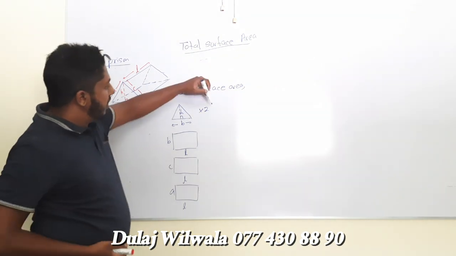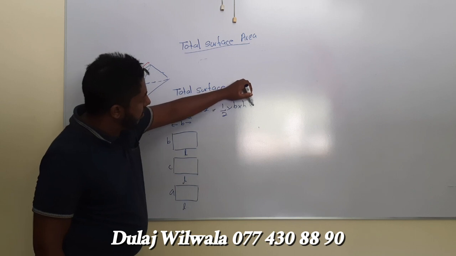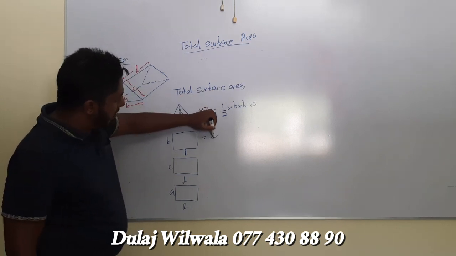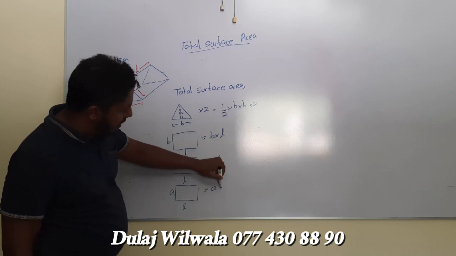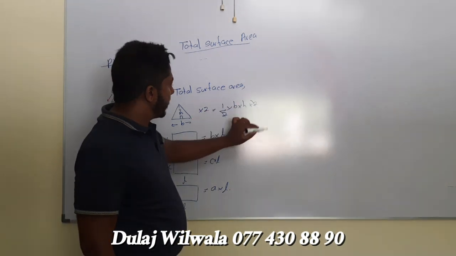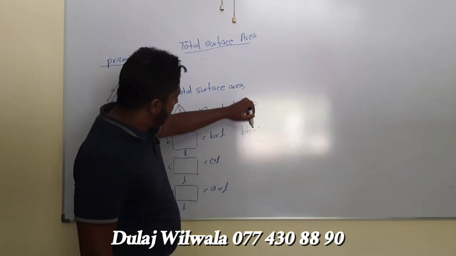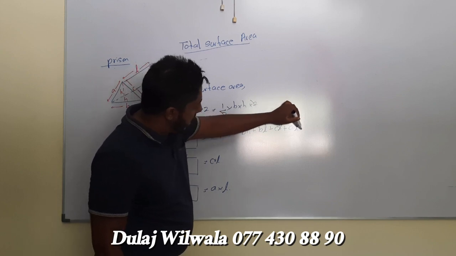So here, half into base into perpendicular height, two of those, here B into L, here C into L, here A into L. So the total surface area will be, here 2 and 2 get cancelled, so BH plus BL plus CL plus AL.